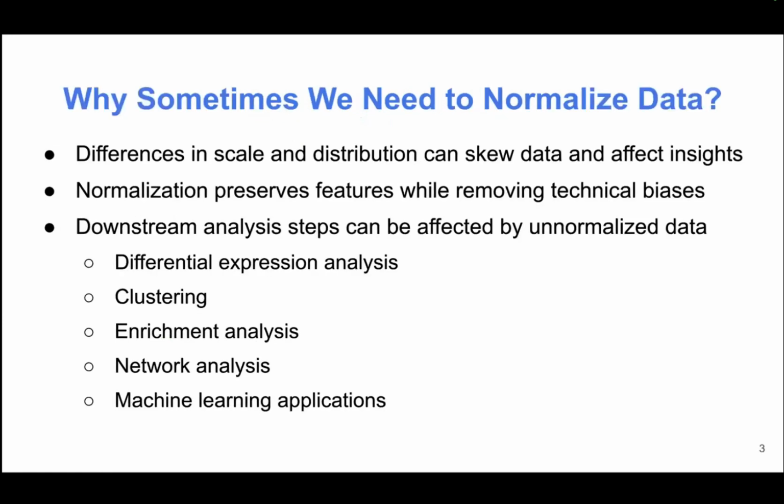So first of all, before we start normalizing, we need to understand why we actually sometimes need to normalize data. When we're looking at omics data, for example, transcriptomics or proteomics data sets, we can be looking at data that has large differences in scale and distribution. If we look at this data as is without correcting for those differences, we can be working with skewed data and draw incorrect conclusions. The point of normalization is to preserve those biological features that we actually want to observe and draw conclusions from, but remove technical bias in the process.